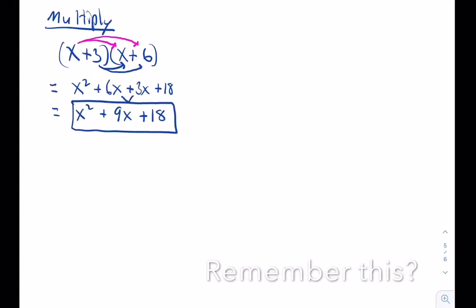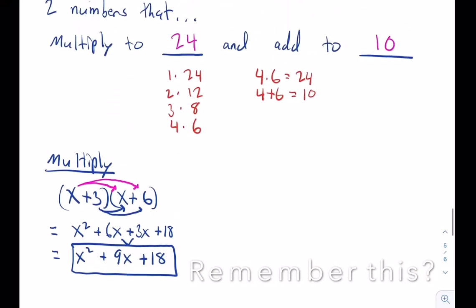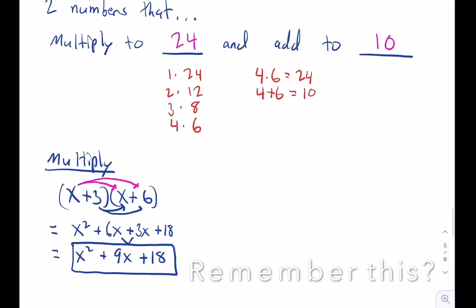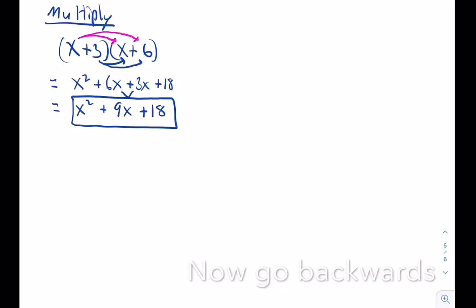Now you can do the shortcut if you already saw it. If we look at it, two numbers, 3 and 6. 3 times 6 equals 18, and 3 plus 6 equals 9. So that's a shortcut: you multiply to get 18 and you add to get 9. That's kind of how we did it up here, two numbers that multiply to a number and add to another number. So this one's 3 and 6: 3 times 6 is 18, 3 plus 6 is 9.